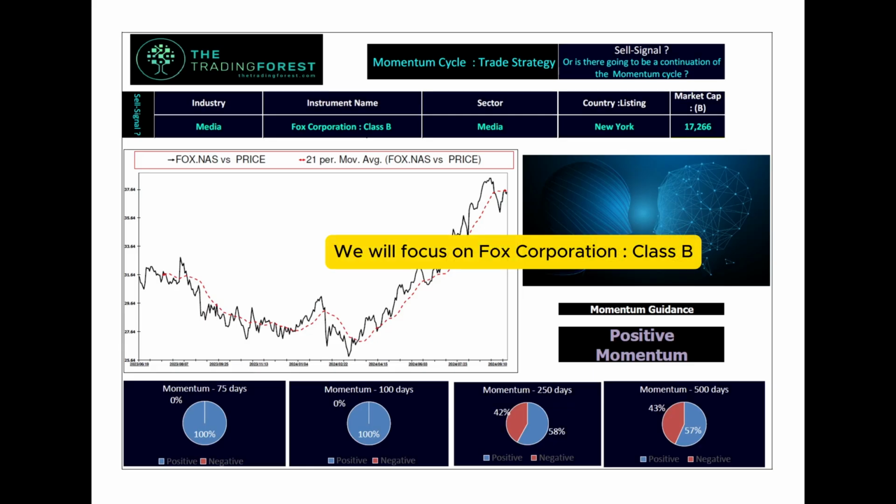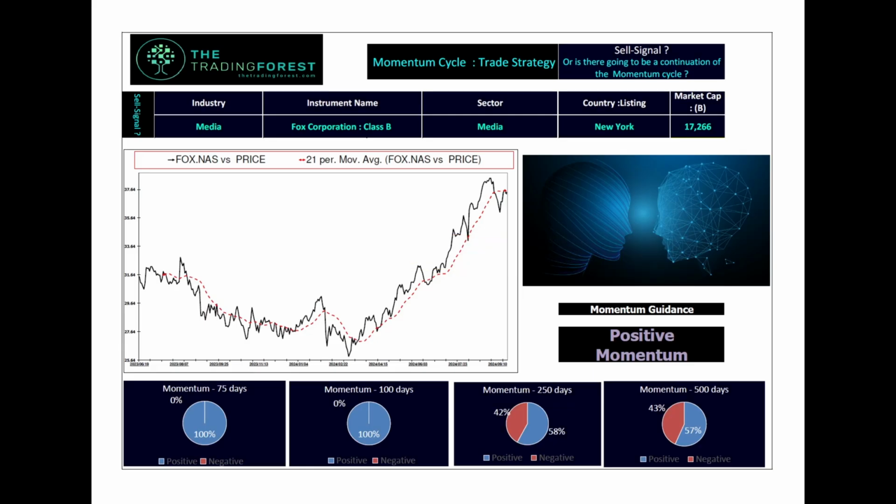We will focus on Fox Corporation, a media stock that is listed on the NASDAQ. Step 1. Study the graph. Get a feel for the trend and ask yourself, what is the likelihood of a price correction? But more importantly, try to understand why the market has allowed the instrument to reach its current levels.